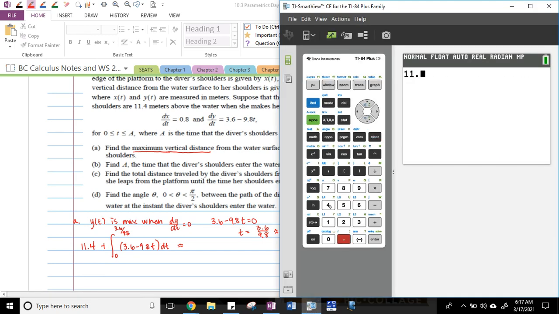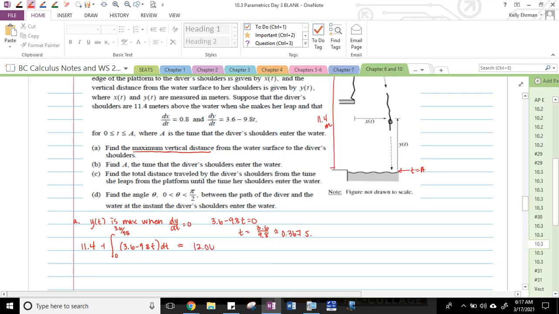So 11.4 plus the integral from 0 to 3.6 over 9.8, or type in the whole decimal. Don't just use the 3-place rounded version. 3.6 minus 9.8t dt. So I'm getting about 12.061 meters. That's our maximum vertical distance. And then part B says find A, the time when the diver's shoulders enter the water.